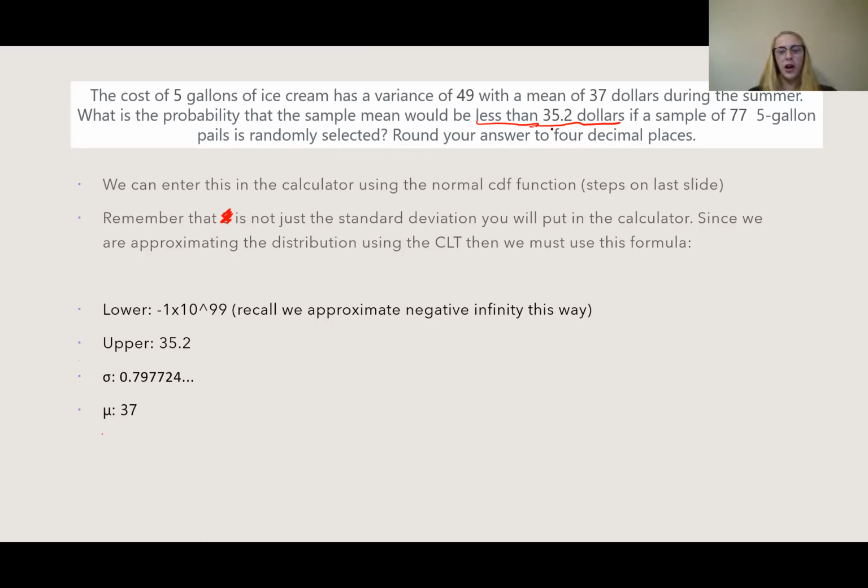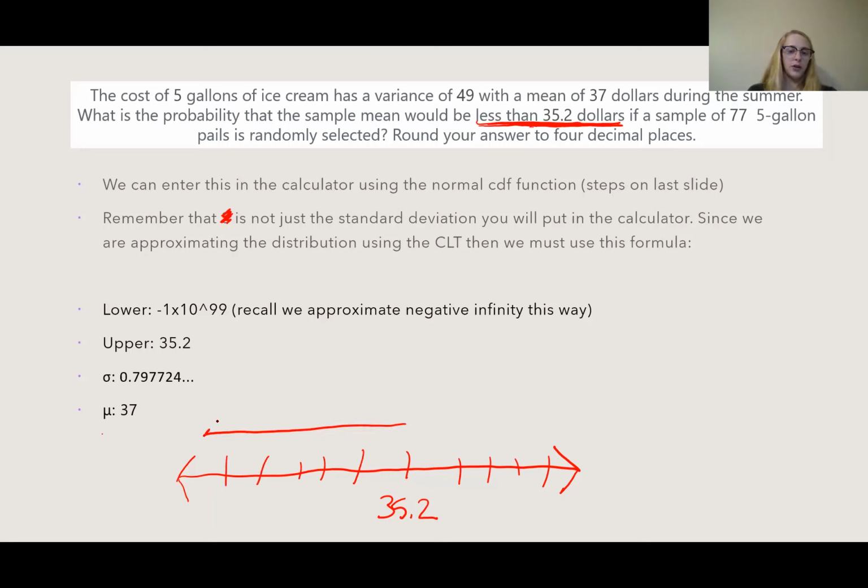So first off, we want everything less than $35.2. If we want to visualize this, we have 35.2 here, all the numbers bigger than it, all the numbers smaller than it. We want everything going this way because we want everything less than. We can keep going as far to the left as we want, all the way to negative infinity if we want. The highest value that we can have, according to this problem, is 35.2. That is why 35.2 is our upper bound.